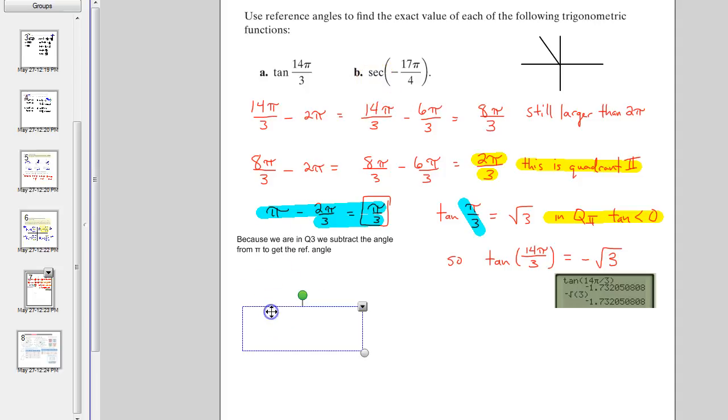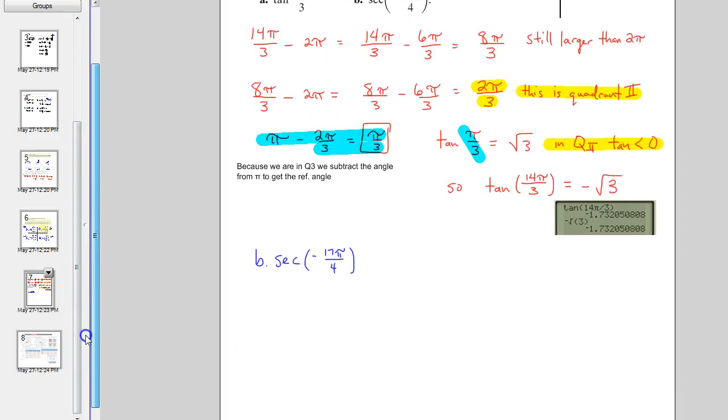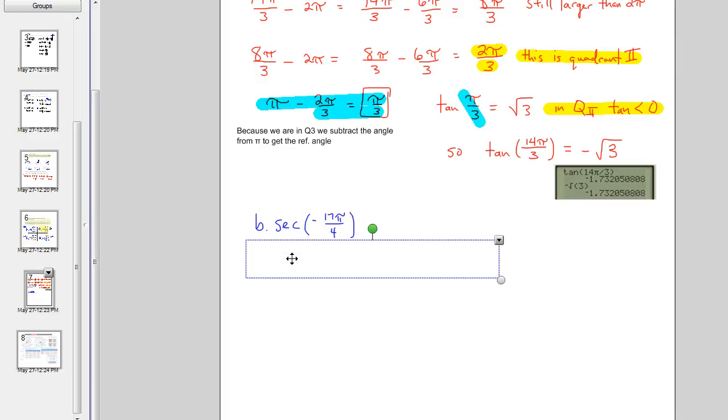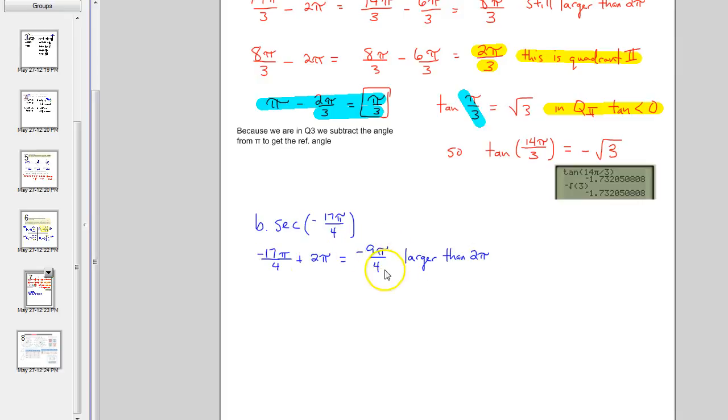All right, for part B, the secant of negative 17 pi over 4. Same thing as before. I'm going to add 2 pi, which is 8 pi over 4. So I'm more than one rotation. I'm going to add 2 pi this time and get negative pi over 4. That's still bigger than negative 8 pi over 4, so that's still bigger than 2 pi. So I'm going to add another 2 pi, or 8 pi over 4, and that gets me to negative pi over 4. Okay, that's quadrant 4.